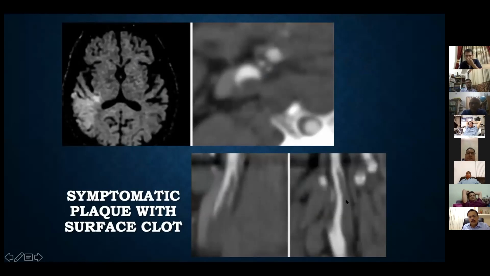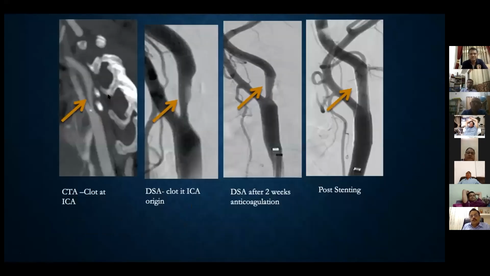So in these kinds of cases, ideally they have to go for endarterectomy, or we anticoagulate them for a couple of weeks until the clot dissolves, and only then do we take them for the stenting procedure. So it's a radiologist's responsibility, and even neurologists should be aware of these findings, and they should be asking their radiologist for it. Sometimes these clots may not be so easily seen, like in this patient, the CT angiogram looked clean.